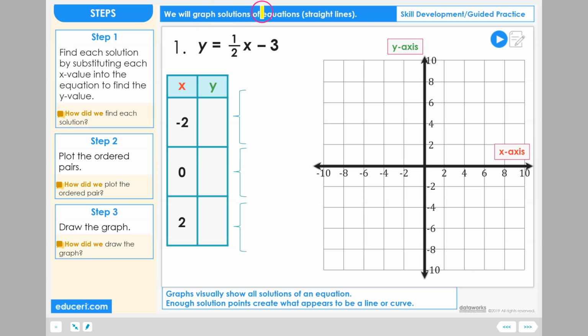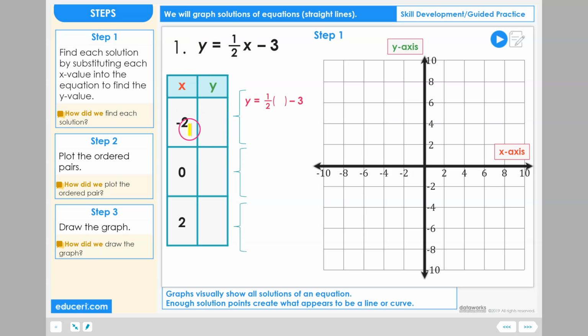Let's graph solutions for equations. Step 1. Find each solution by substituting each x value into the equation to find the y value. So here's our original equation, y equals 1/2 times x minus 3. And here are the x values that we are going to start with: -2, 0, and 2. And we are going to put these values into the equation for variable x and then see what it evaluates to for the y value.